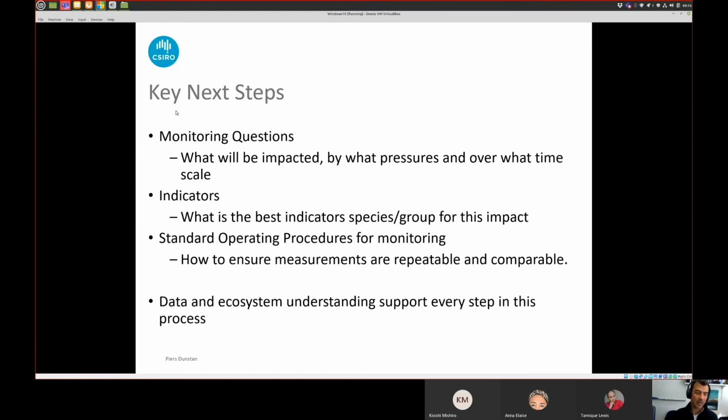The data and ecosystem understanding support every step in this process. So all of the components around data management, around access to data, around being able to use data in a variety of different scenarios are incredibly important to actually support this development of cumulative impacts and the understanding of how systems will change with different sorts of activities.